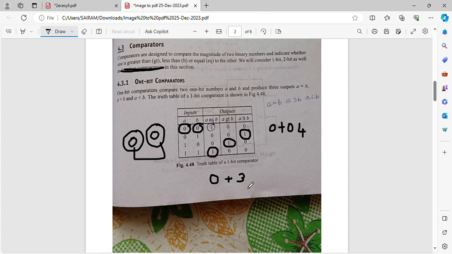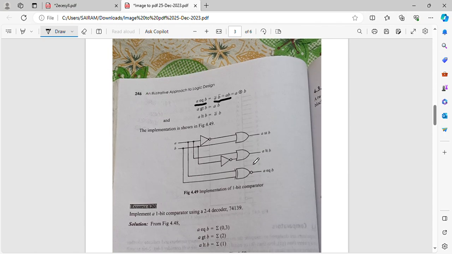Okay? Yeah. So here, so just a minute, it is 3 here. I'm sorry for the distraction. Okay? Yeah. So now, okay, so it is 0 and 3.